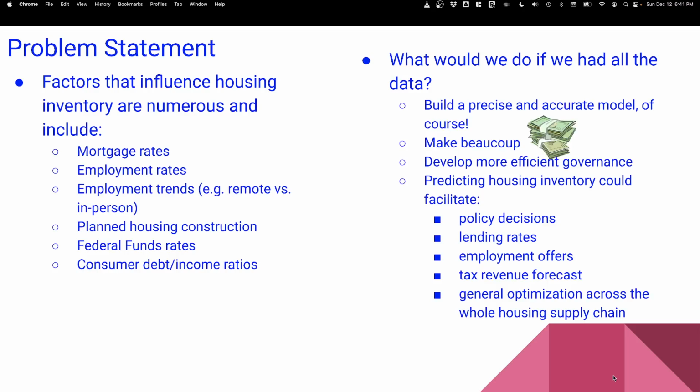And many factors go into the overall housing inventory rate. So there's mortgage rates, employment trends. I mentioned the remote versus in-person requirements previously, planned housing construction, so permits, the rate of federal funds, consumer debt ratios. And what would we do if we had all of this information, all this data across all of time?